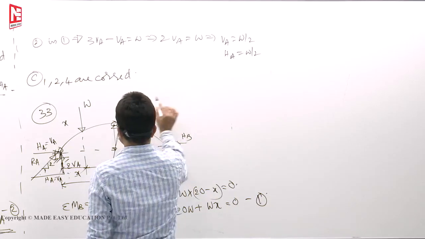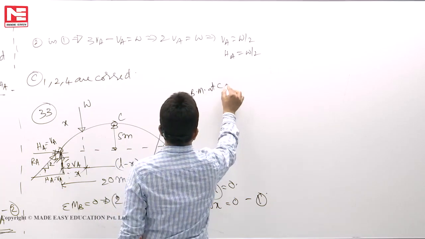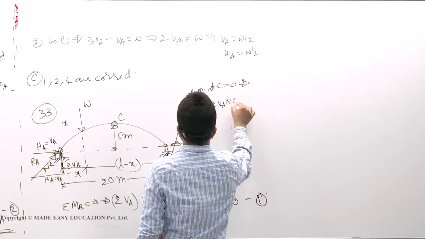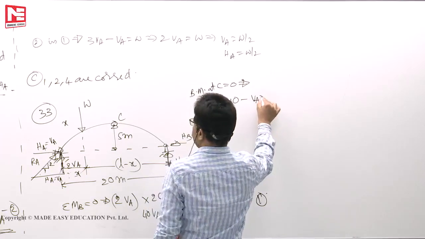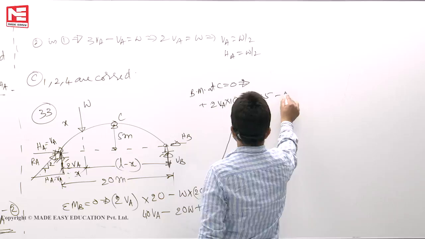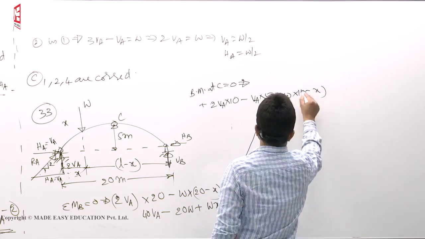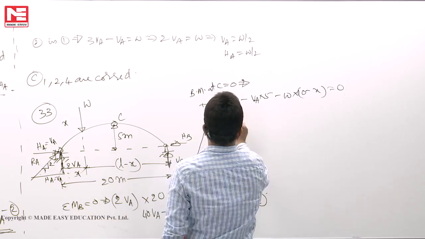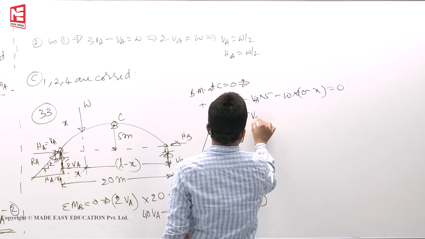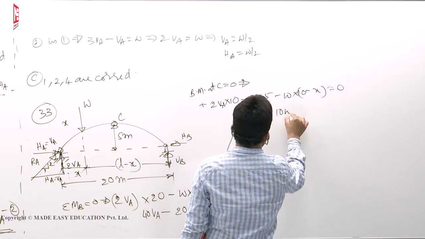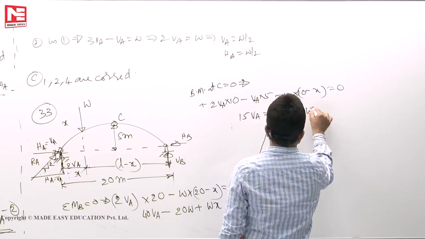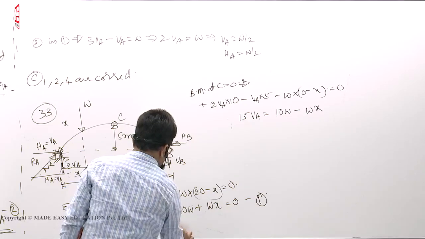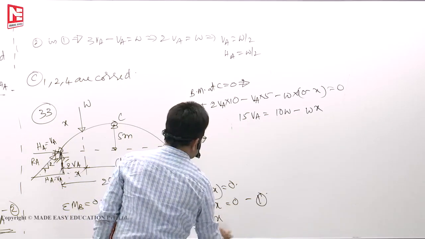Next, bending moment at crown is equal to 0. Bending moment at C is equal to 0. How much will you get? Plus 2VA into 10 minus VA into 5 minus W into (10 minus x) must be 0. So 20 VA minus 5 VA, 15 VA goes to the right side, 10 W plus means minus, you will get minus WX. So 15VA is equal to 10W minus WX. This is equation 2. And equation 1 is 40 VA is equal to 20 W minus WX.